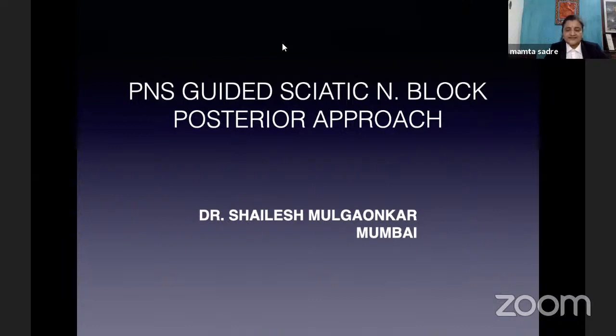Sciatic nerve is the largest nerve trunk in the body, and its width is around 1 centimeter. And its block was first described by a French surgeon, Dr. Victor, in 1920.